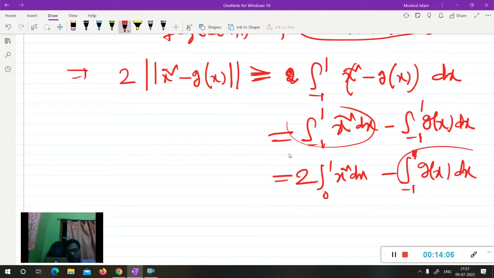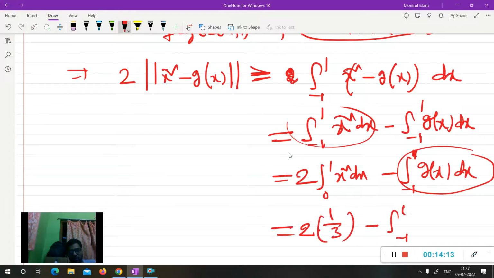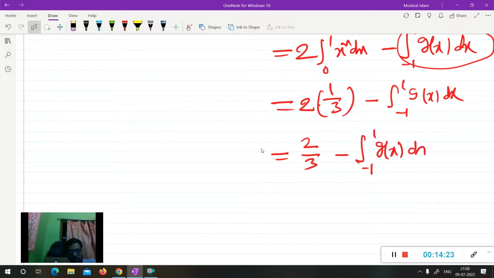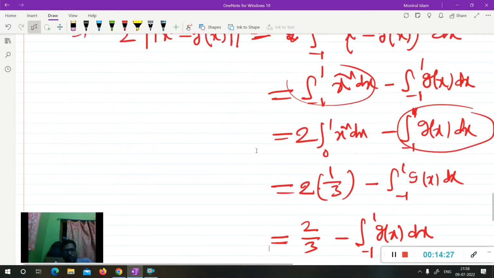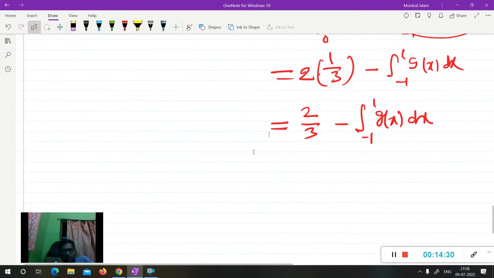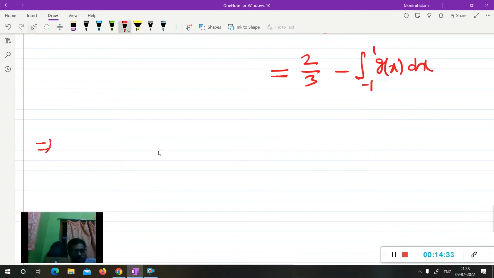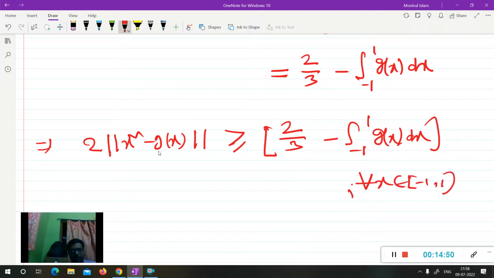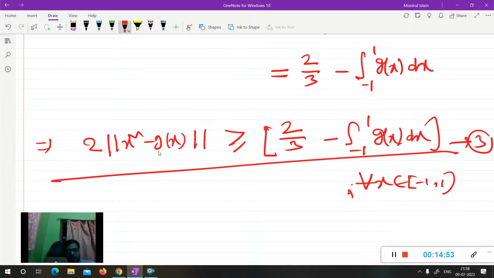There is a trick to compute the integral of g x dx. What is its value? I will tell you after this. So this gives x cube by 3, which is 1 upon 3, minus the integral from -1 to 1 of g x dx. So this gives 2 by 3 minus the integral of g x dx. From here you can tell that 2 times the norm of x square minus g x will be greater than or equal to 2 by 3 minus the integral of g x dx. This will hold for x belonging to the closed interval [-1, 1]. Now you will be left with this. I name it 2.